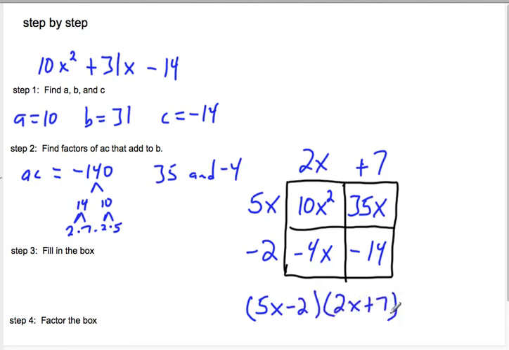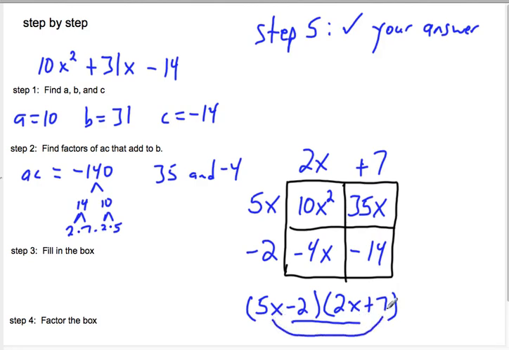Let's add a step 5 to our notes. And it should say check your answer, because these are really easy to check. So it would be a shame to do all that work and not double check to see if you're right. So 5x times 2x is 10x squared. That's good. Negative 2 times 7 is negative 14. And then we'll have a negative 4x from those, and then a 35x from those, which would be 31x. So we're good. Let's try another.